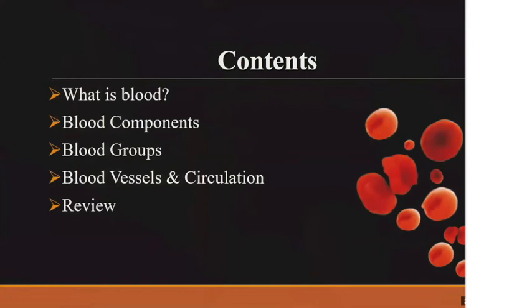Today we're going to talk about 4 parts of blood. Firstly, what is blood? Second, the components of blood. Thirdly, the blood groups. And last, blood vessels and circulation. And then we'll have a little review about what we've talked about.